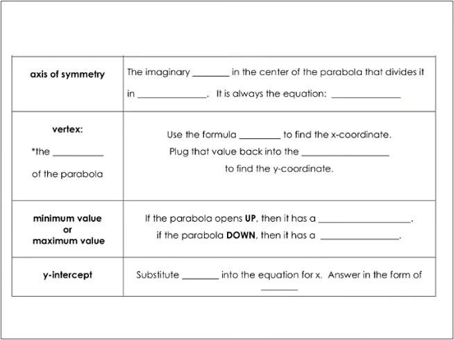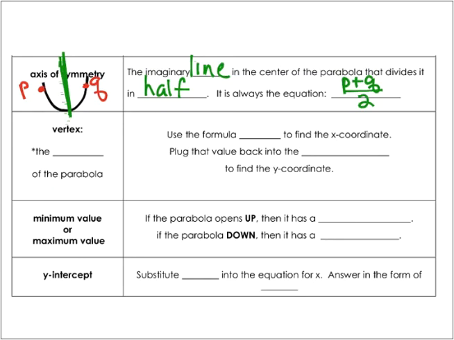Axis of symmetry. Again, that's just the line that's going to cut it in half. So, if this is my x-intercept and this is my x-intercept right here, where is the axis of symmetry going to be? It should be right smack dab in the middle of those. So, axis of symmetry is the imaginary line in the center of the parabola that divides it in half. The way we're going to find this, pretend like this was point P and this is point Q. Those are those x-intercepts. If this line is right in the middle, you're going to use the equation P plus Q divided by 2 to figure out where it is. Remember, it's a line, so a line is always x equals whatever our answer is. X equals P plus Q over 2.